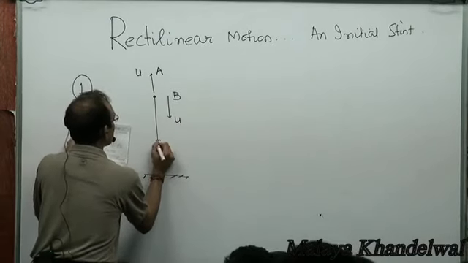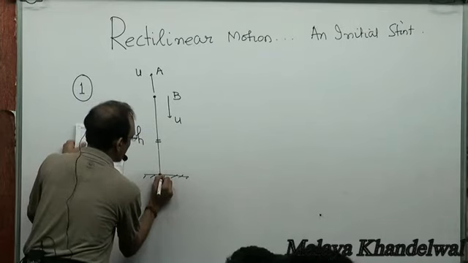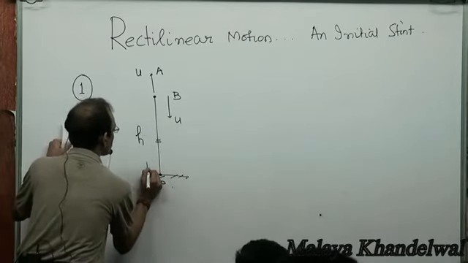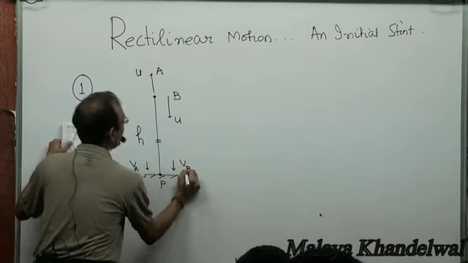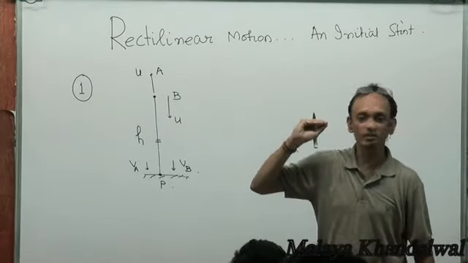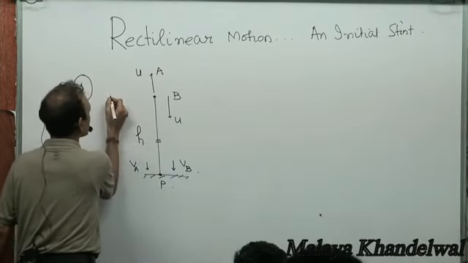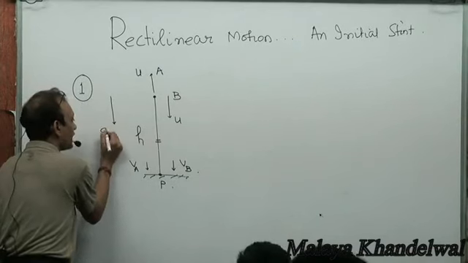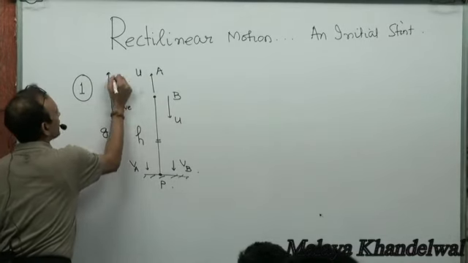Now, after a while, both of them hit the ground at some point P, and A hits with a velocity VA and B hits with a velocity VB. We want to be able to compare VA and VB. Very clearly, what I do is, for A or B, I choose everything in this direction positive and everything in this direction negative.